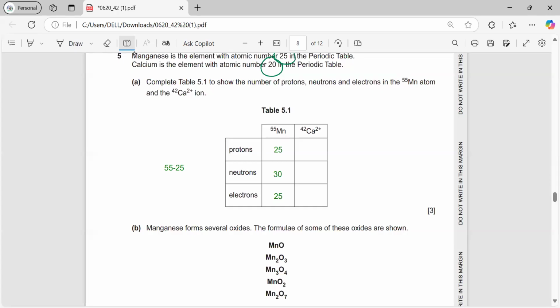For calcium, the atomic number is 20. So its protons are 20. Electrons will be 20 minus 2, since it has lost 2 electrons. So 18. And for the neutrons, we'll do 42 minus 20, which comes out to be 22.